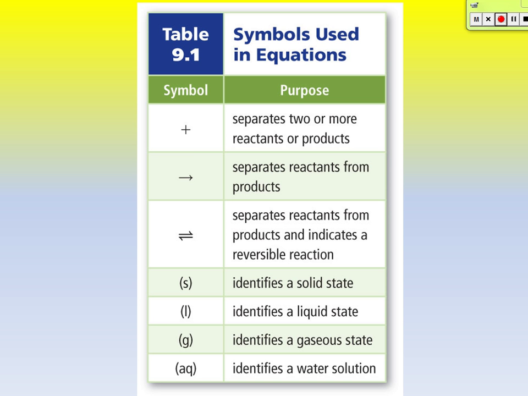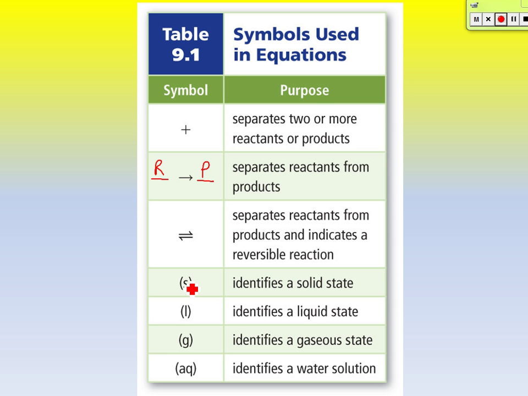Okay, there's some other symbols. We just learned about the plus sign. It separates two or more reactants or products. The arrow separates the reactants from the products. This is what separates the reactants on this side, and then it separates the reactants from the products. Sometimes you'll see a double-sided arrow. We'll get to that later in another chapter.